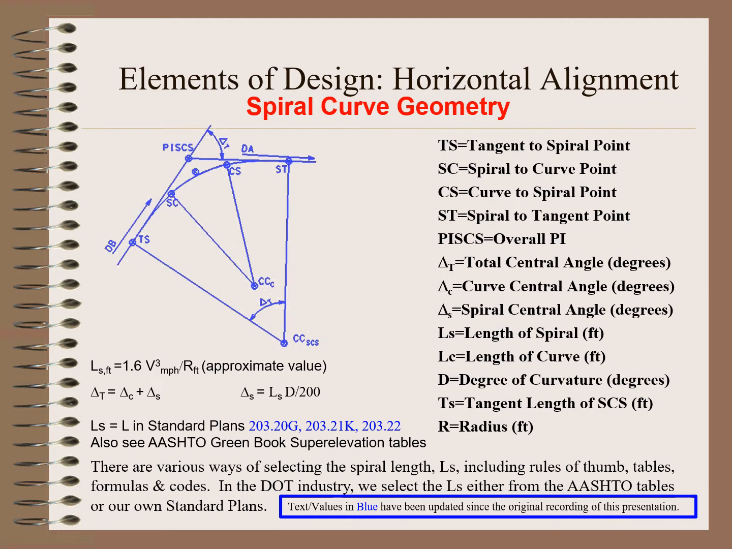The central curve is a simple curve, and the beginning and the ending curves are spirals, so you have an entry spiral and an exit spiral. When we look at the geometry, we are more concerned with the overall PI of the tangents as they come through and intersect. That is considered the PI of the spiral-curve-spiral combination, and then the central angle of that intersection.